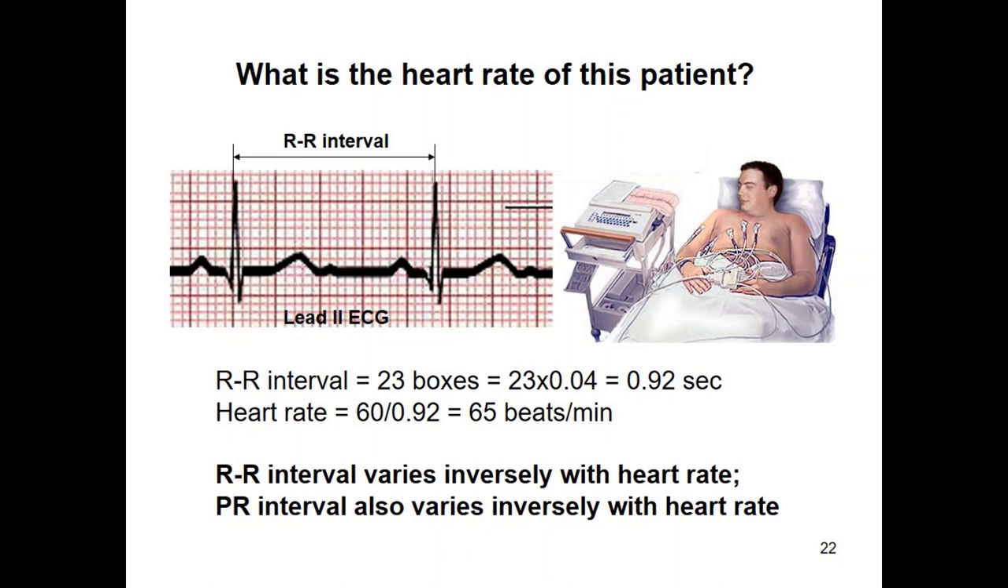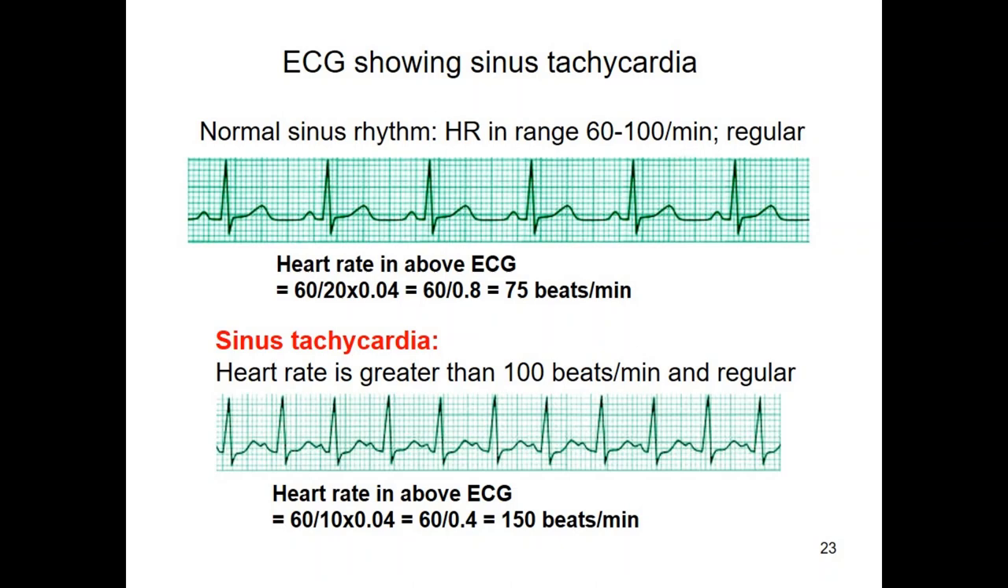Of course, the PR interval also varies with the heart rate. You must know the word tachycardia. Tachycardia is an increased heart rate. Sinus tachycardia originates from the SA node, which you get, say, after exercise or after excitement. Normal heart rate is 60 to 100 beats per minute, and it is regular. This is the ECG showing the normal heart rate. ECG waves are normal. You can see P, Q, R, S. Q is hardly seen here. As I said, Q is inconspicuous in most of the leads.